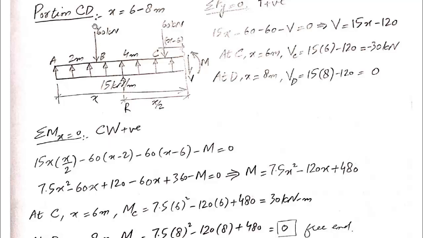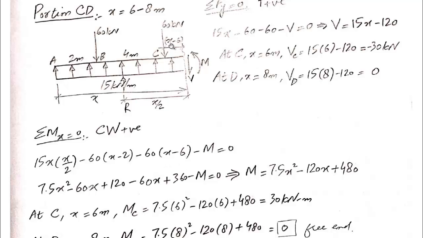Then the next force is the 60 kilonewton force. It is producing moment in counterclockwise direction, so it will be taken as negative. Minus 60 into x minus 2. X minus 2 is this distance from 60 kilonewton force up to the section. And then this last 60 kilonewton force, which is also producing moment in counterclockwise direction, so it should be taken as negative.